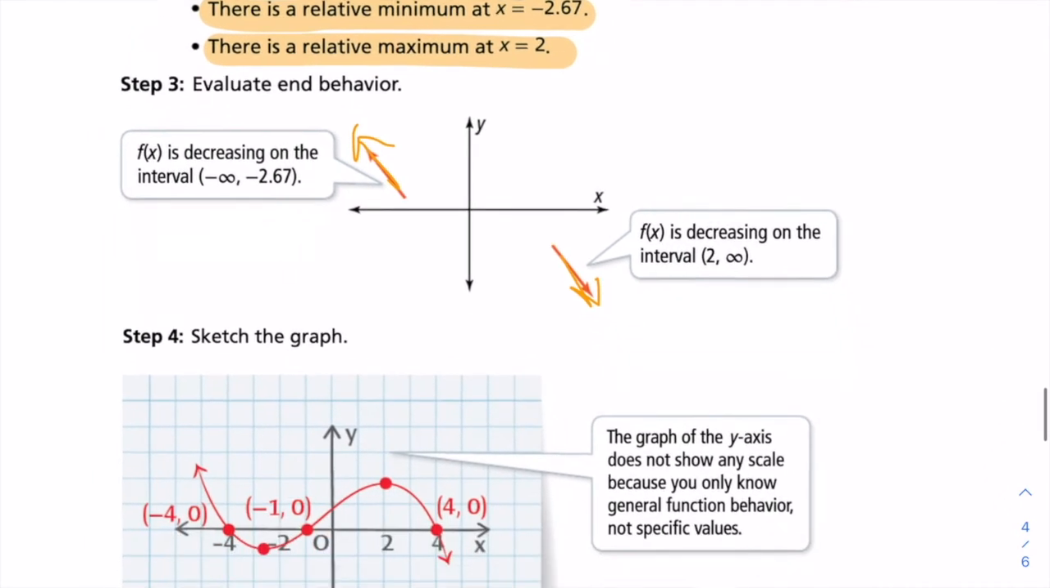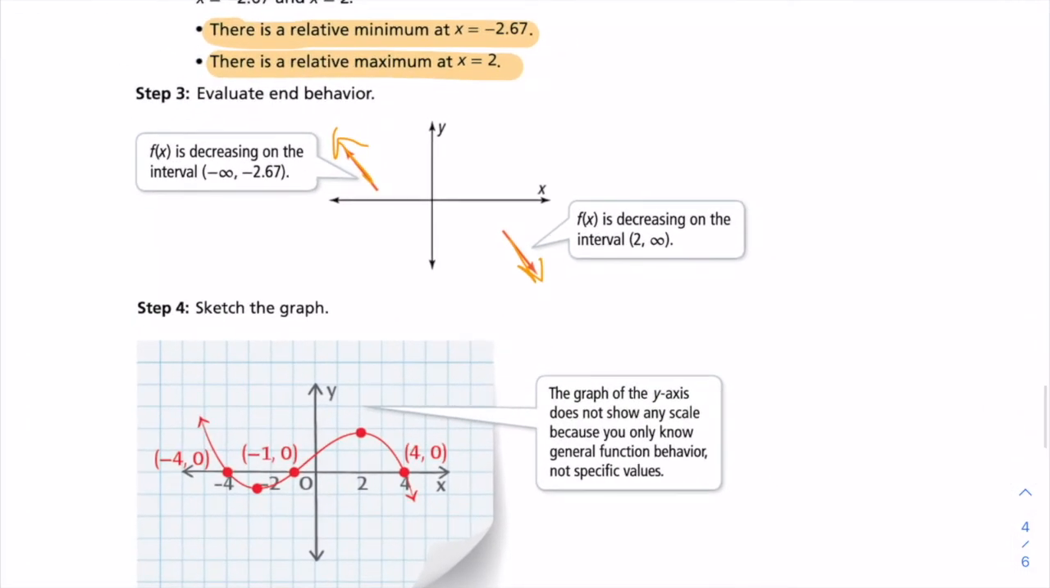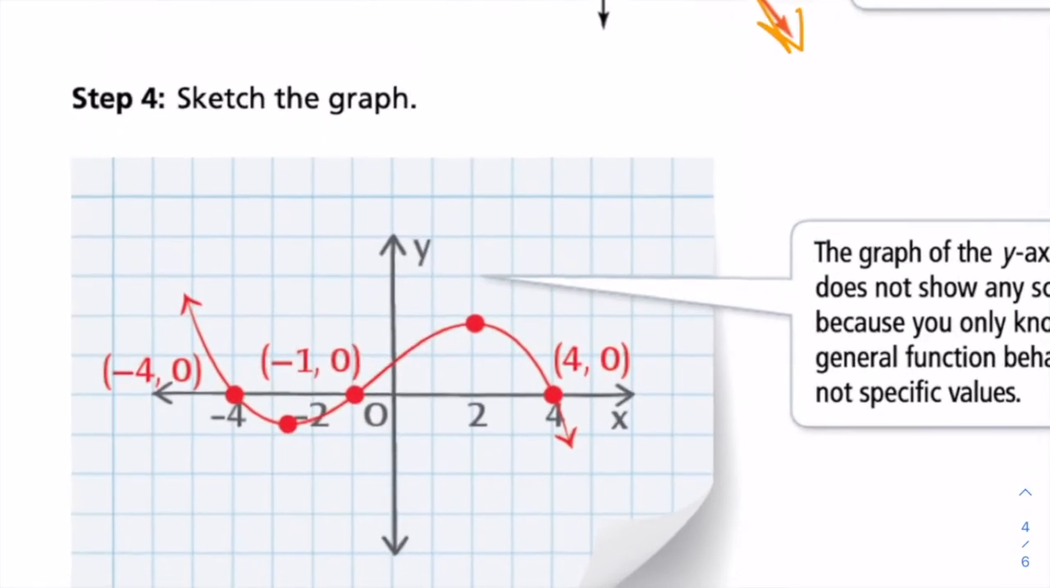And then if we sketch it, we could plug those points in, and you can see in general, it's going to have that pattern. We said it's going to have a minimum here at that -2.67 and a maximum at 2. So we just have to connect those points, and we can sketch them with a graph. It does help to have the graph paper.